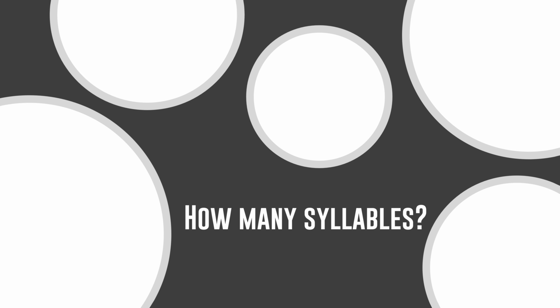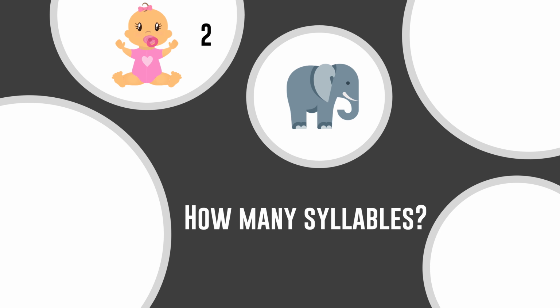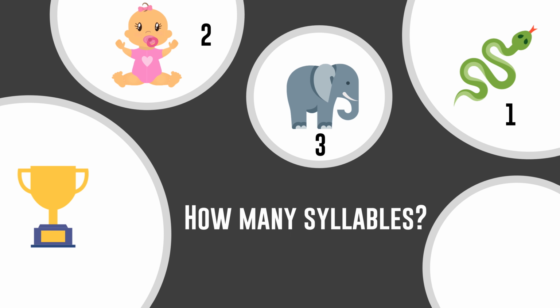So let's do some practice before we actually answer that question. So I'm going to give you some words and I want us to determine how many syllables are in these words. You can either count them out by clapping or by placing your hand under your chin. Okay, so here's the first word. We have baby. 2. Elephant. 3. Snake. 1. Trophy. 2. And then finally chair. 1.